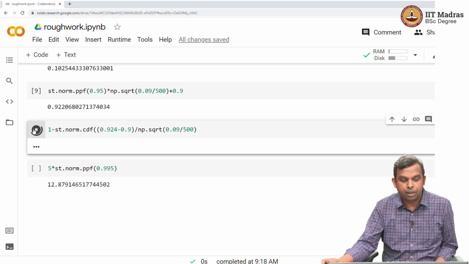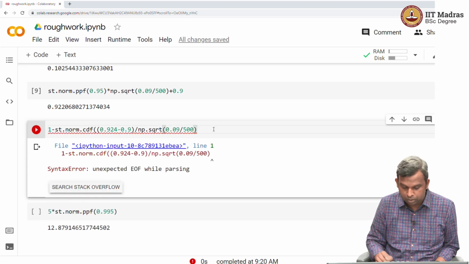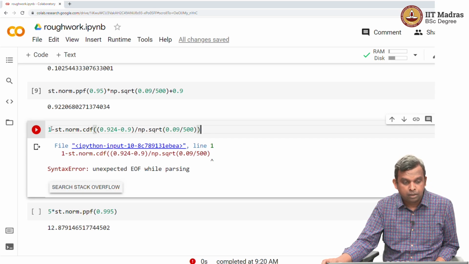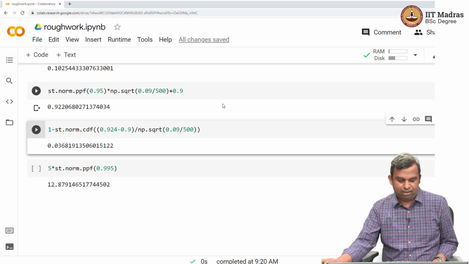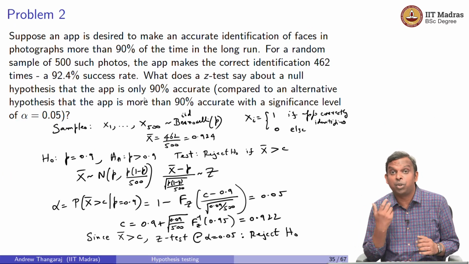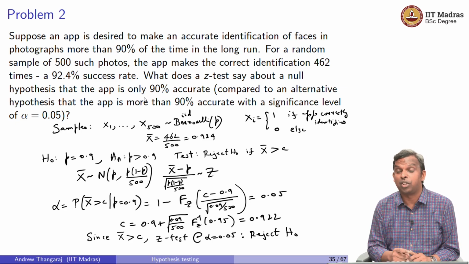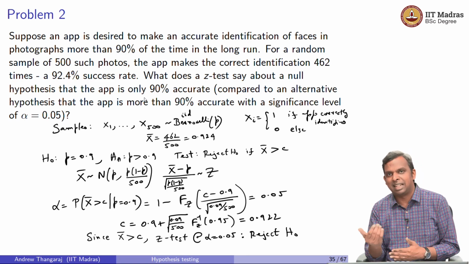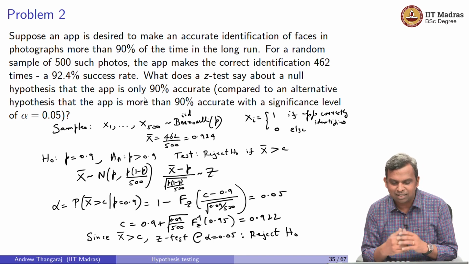Okay, so let's take it out. What did I do? I didn't close the bracket. Okay, 0.036. It's low enough, below 0.05. We know definitely it'll be below 0.05. Notice how if you reject at a significance level of 0.05, the p-value will in fact be less than 0.05 in some sense. Okay, so this is the kind of problem.